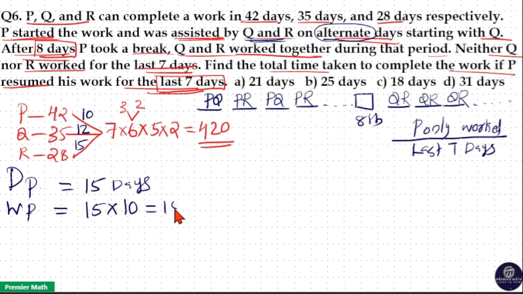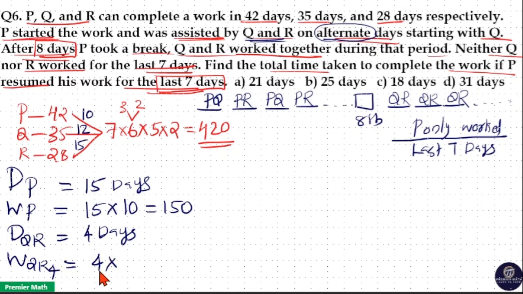So, 150 units of work completed by P in 15 days. Now, days worked by Q and R in the initial 8 days is equal to 4 days. That is, Q worked 4 days and R worked 4 days alternatively. Now, work completed by Q and R in these 4 days is equal to 4 into efficiency of Q and R, which is 15 plus 12, which is 27. So, 4 into 7 is 28. 4 into 2 is 8 plus 2, 10.